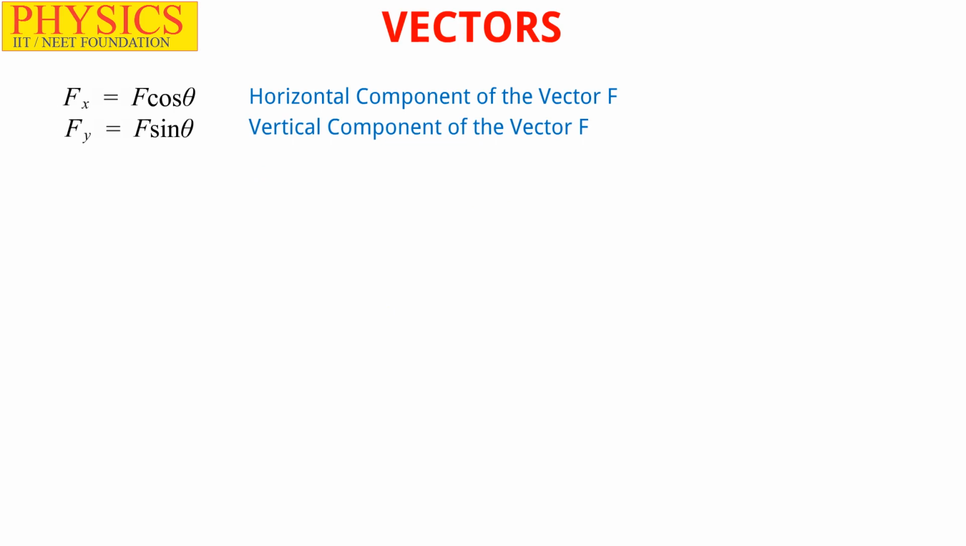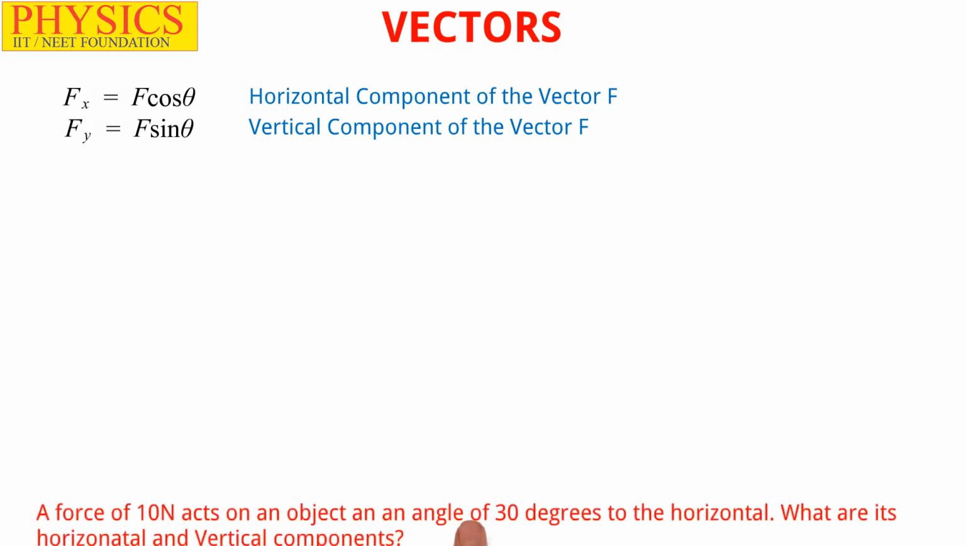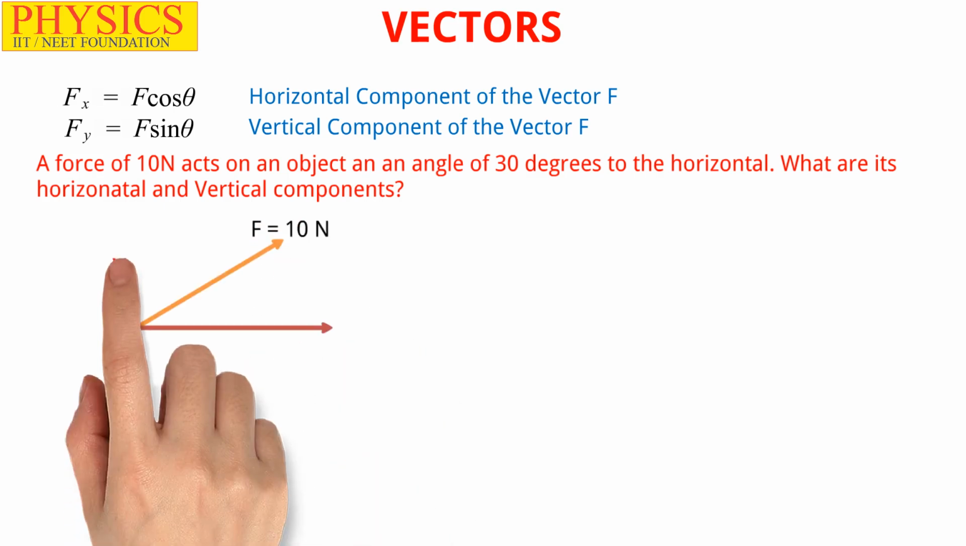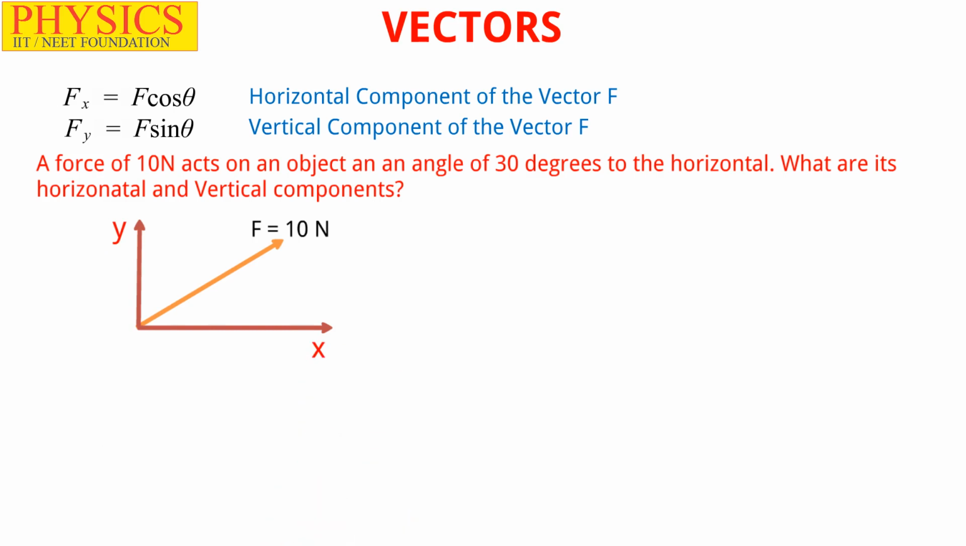A force of 10 Newton acts on an object at an angle of 30 degrees to the horizontal. Now I want to calculate its horizontal component and vertical component. First, what should we draw? We should draw a coordinate system by taking the tail of the vector as the origin. Now it is given that the vector makes an angle of 30 degrees with the horizontal. We have taken horizontal as the x-axis.